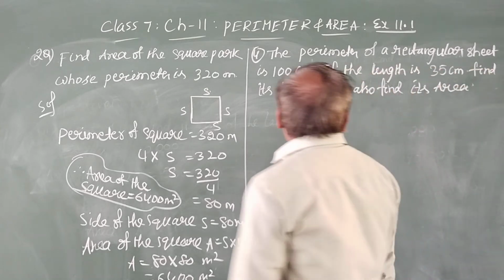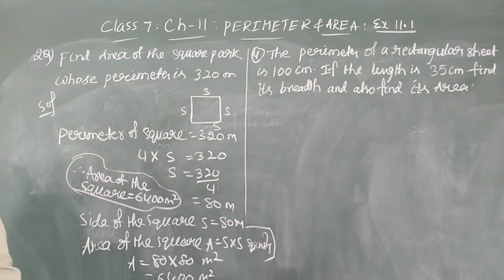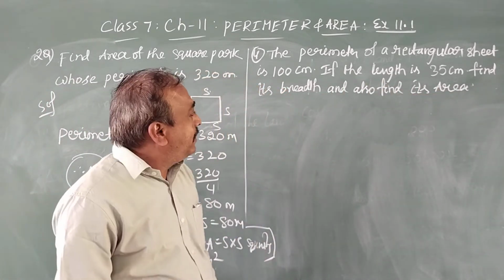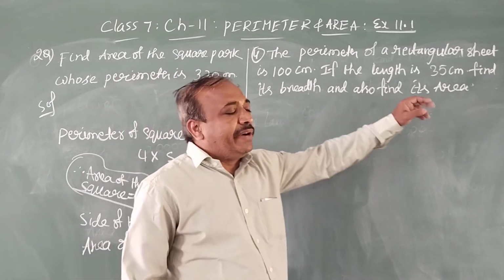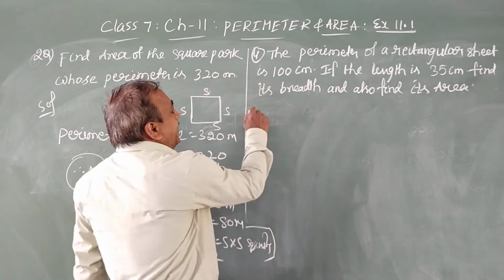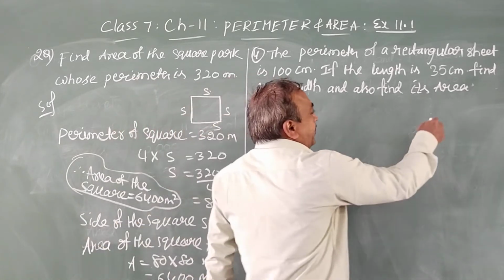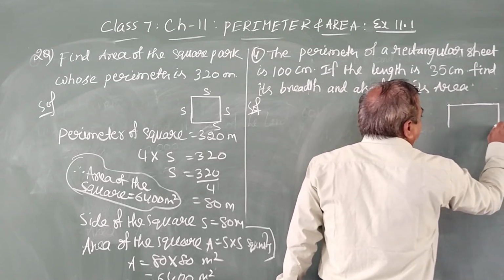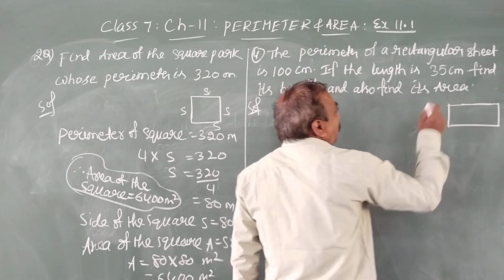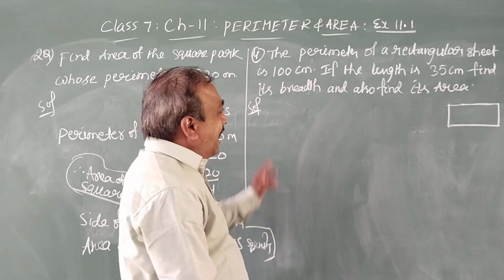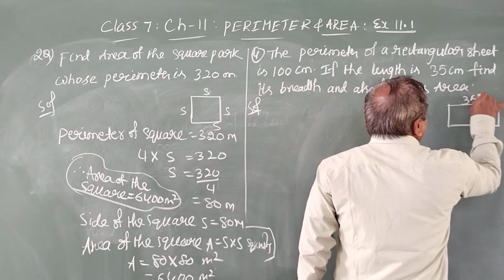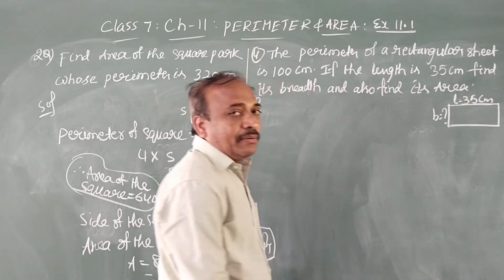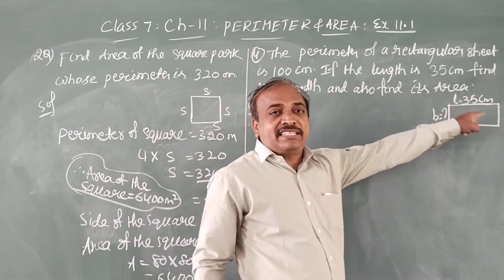The perimeter of a rectangular sheet is 100 centimeters and if the length is 35 centimeters, find its breadth and also find its area. So here he gave the perimeter of the rectangle, the total length of the boundary, that is 100 centimeters, and the length is given, 35 centimeters. L is equal to 35, B is a question mark, we need to find the breadth and also find its area.